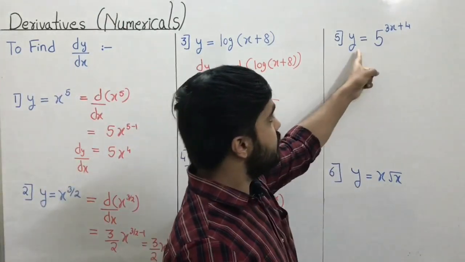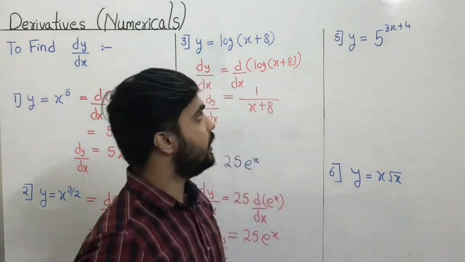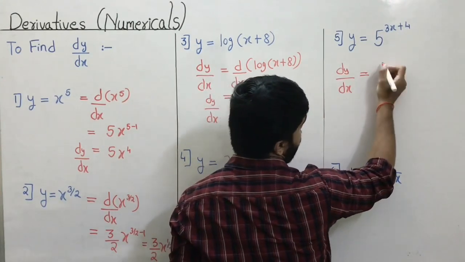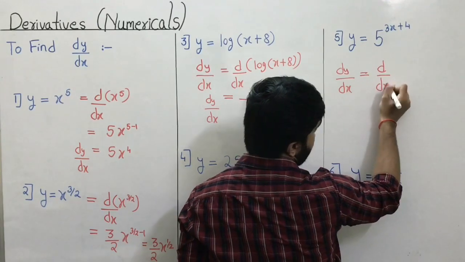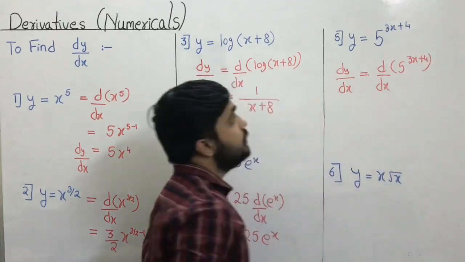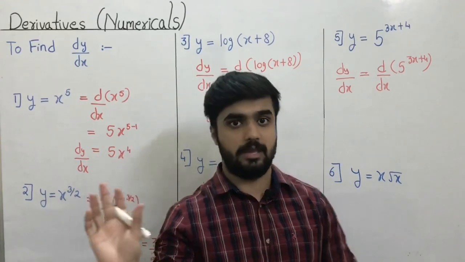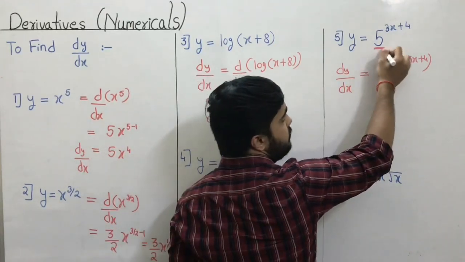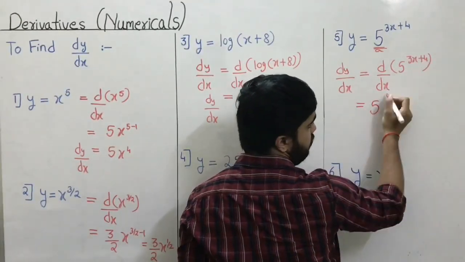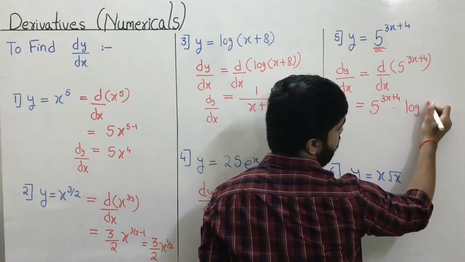Okay. So our next function is y is equal to 5 raised to 3x plus 4, of the form a raised to x. So dy by dx is equal to d by dx of 5 raised to 3x plus 4. So as we know that derivative of a raised to x is a raised to x log of a. So in this case our a is 5. Okay. So we can write 5 raised to 3x plus 4 log of 5.